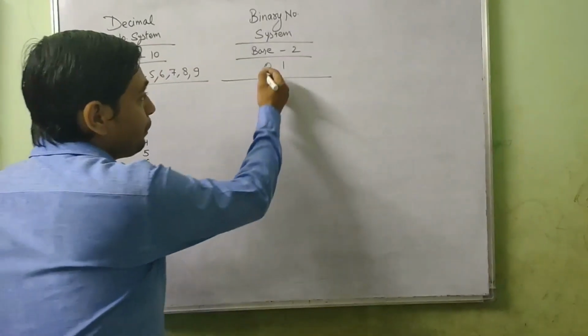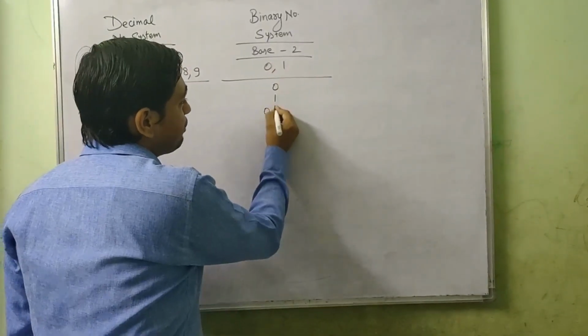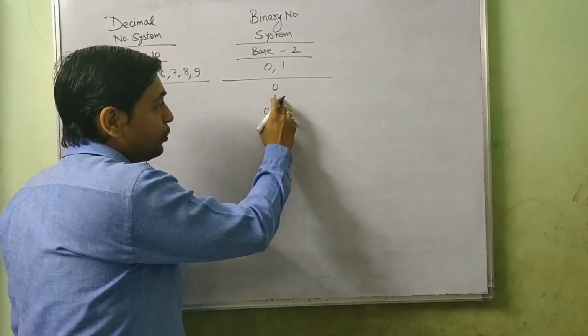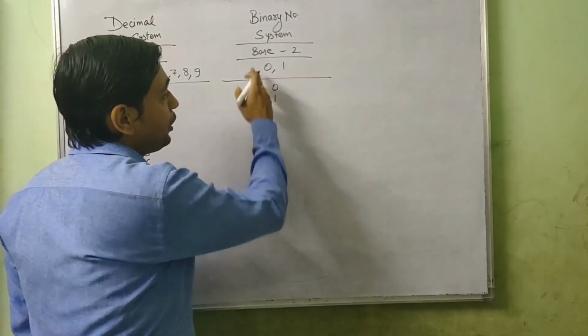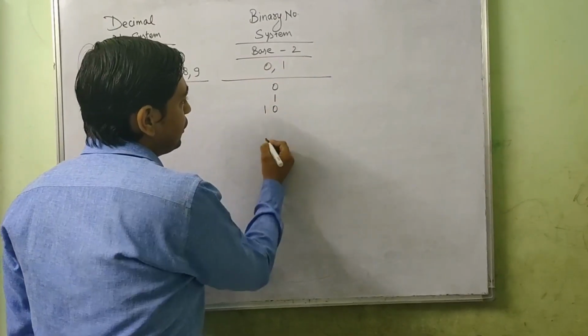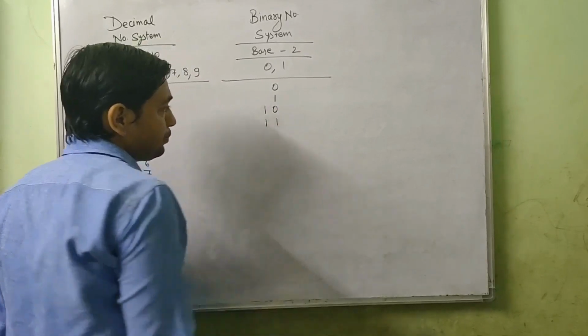So we cannot repeat 1 with 0 because it will become 01, right? And we have already written 01. 1 is nothing but 01. So we will not repeat with 0, we will repeat with 1. So first time it will become 10 and next time it will become 11.